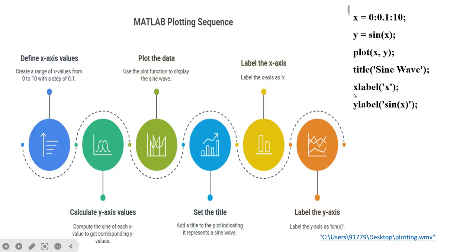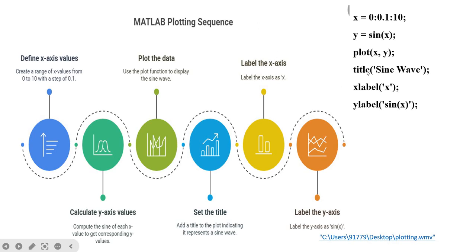Next we want to give some title to our plot, that is, to our graph. For that we have to use the function title, then opening round bracket, apostrophe, sine wave. Sine wave will be the title of our graph. So close this and put a semicolon here.